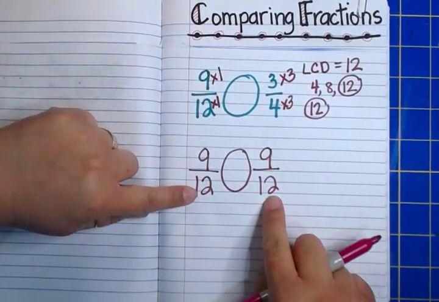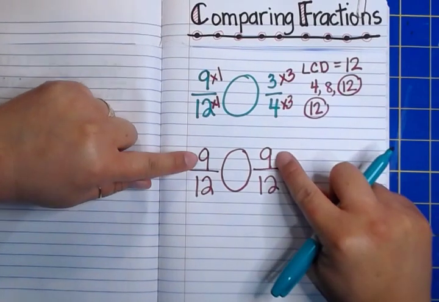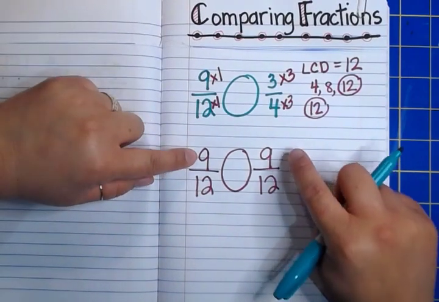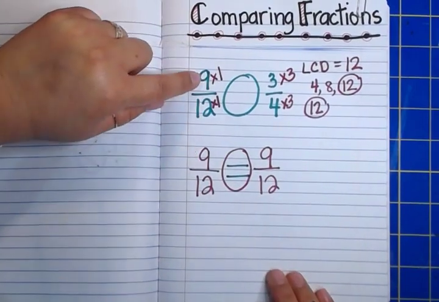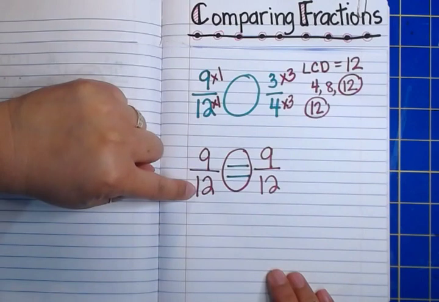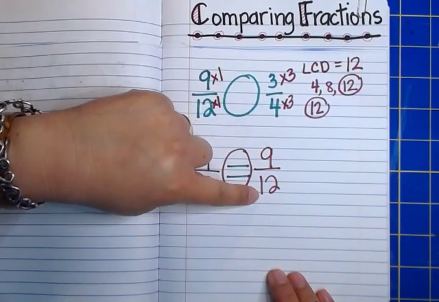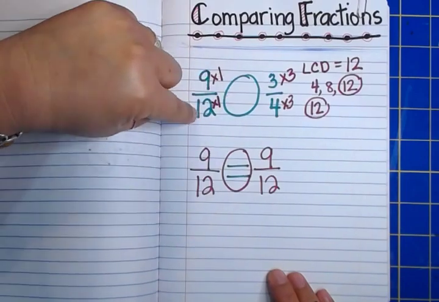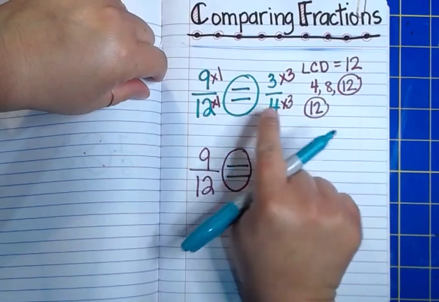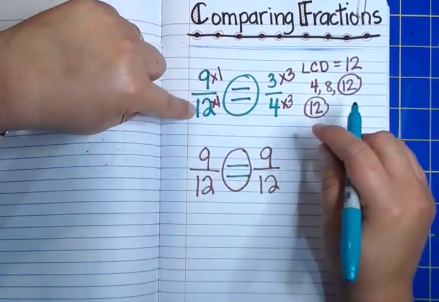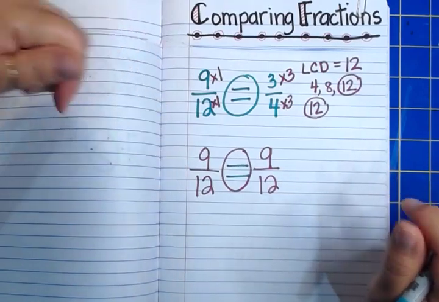Now my denominators are alike. So I can come to my numerators and compare those. I have a 9 and a 9. These two numbers are equal. Now, since 9/12 is the same as 9/12, and 3/4 is an equivalent fraction to 9/12, then 9/12 is equal to 3/4. These two are equal even though you see different numbers because of the equivalent fractions.